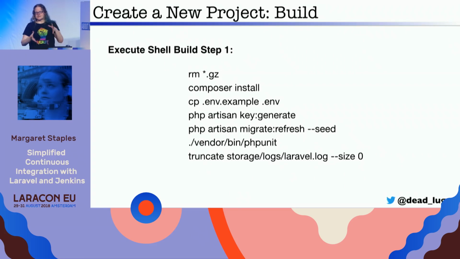So my first execute build section reads like this. We'll get to that. That's garbage collection, that first line. Then we're going to go to composer install. Then we're going to copy our .env.example to .env. Then we're going to do php artisan key:generate, php artisan migrate:refresh --seed, assuming that you use a seeded database to run your tests. If not, don't add that part. And then you're going to run PHPUnit, probably the most important part of this whole thing.